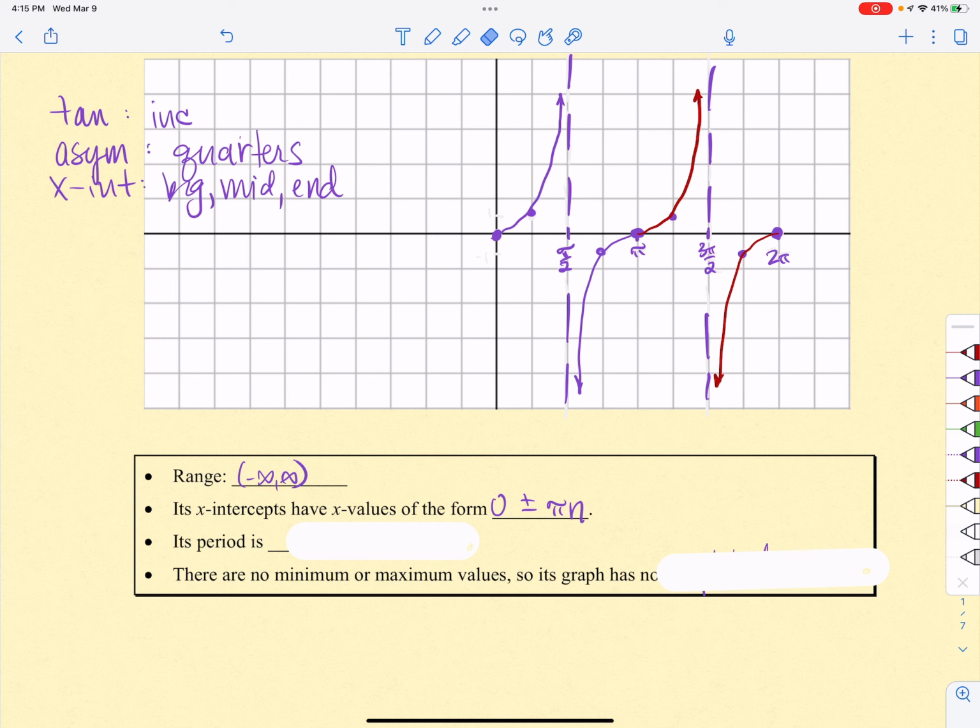My x-intercepts, notice that my first one is at 0, and the next time I have another one, it's pi down the road. So that's why you have 0 plus or minus whole pi's. The period, once again, is pi. No max or min values, so I have no amplitudes.